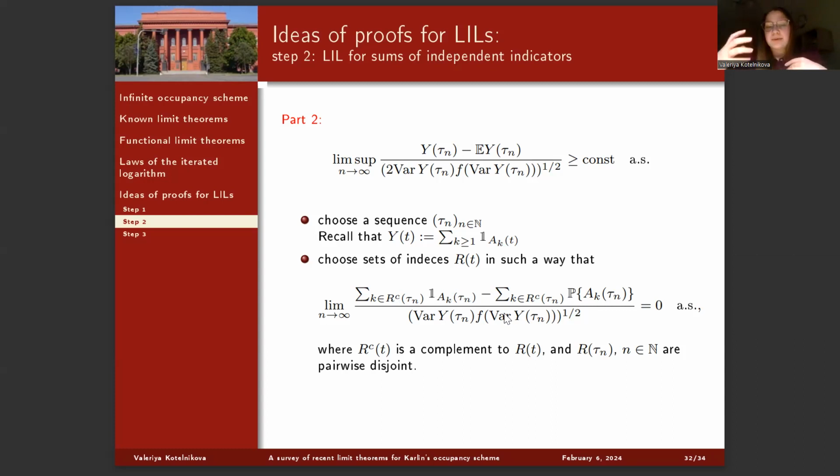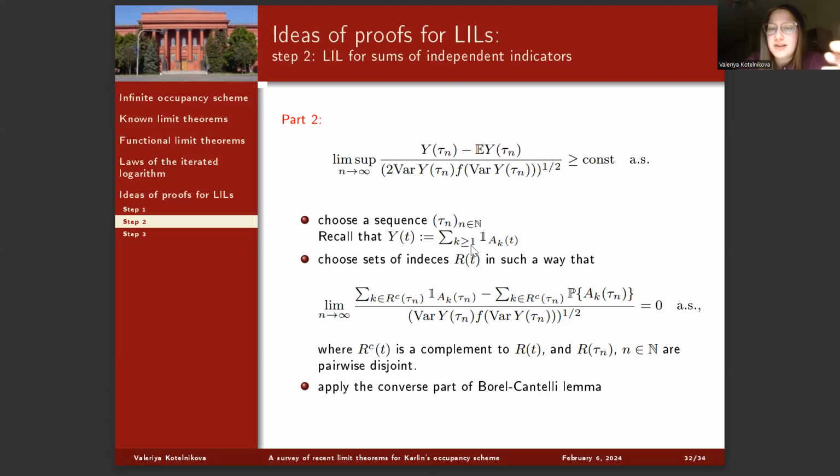So basically what you want to say at this step is that all of the important mass of this process is concentrated on the sets which you have chosen, on those sets R, and everything else outside is negligible compared to the denominator. And here by this C we denote the complement, and also what we want from those chosen sets Rt is that starting from some moment R tau of n start to become pairwise disjoint. And then, after we show this limit relation, we need to prove this law of iterated logarithm just instead of considering the sum over all of the positive integers k, we consider a sum only over those chosen sets of indices R.